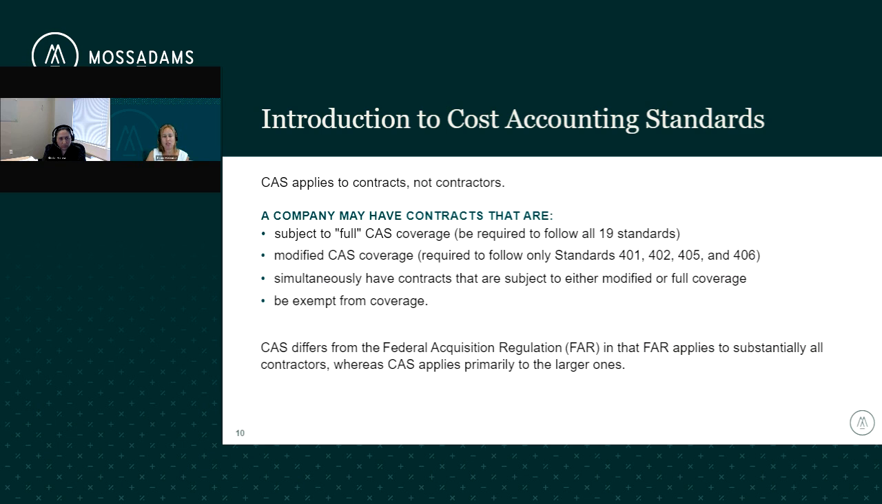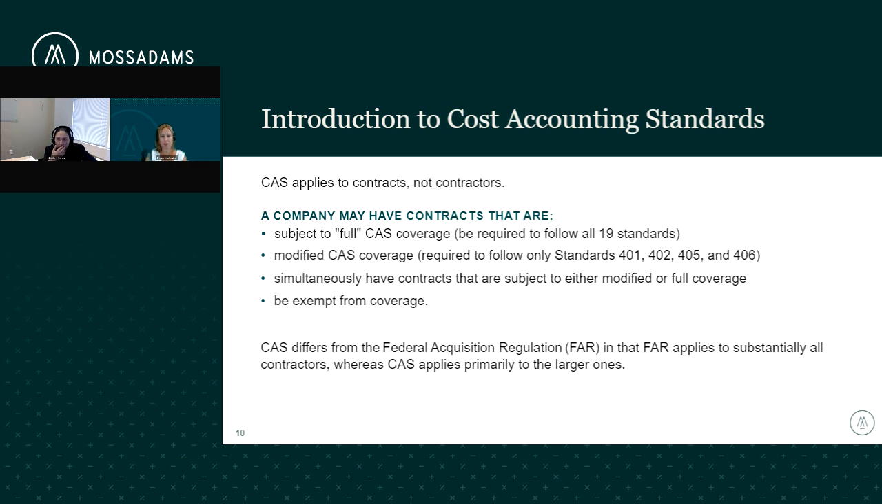So this slide will provide just some general information on the standards. One thing to keep in mind, CAS, the cost accounting standards, apply to contracts, not contractors. So there might be a company that has contracts that are either subject to full CAS coverage, where they're required to follow all of the 19 standards. They may be subject to modified CAS, where they're only required to follow 4 of the standards. They may have a mix of both.